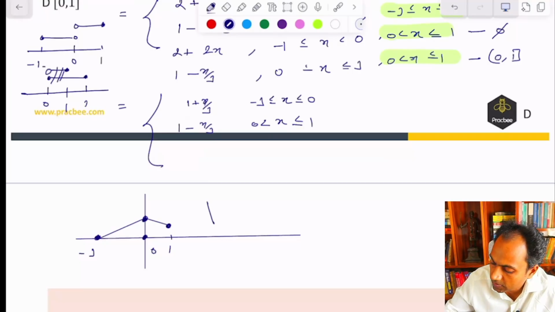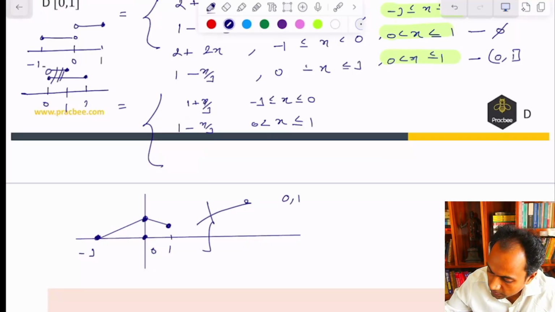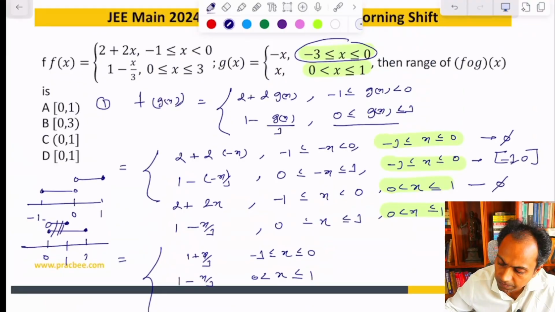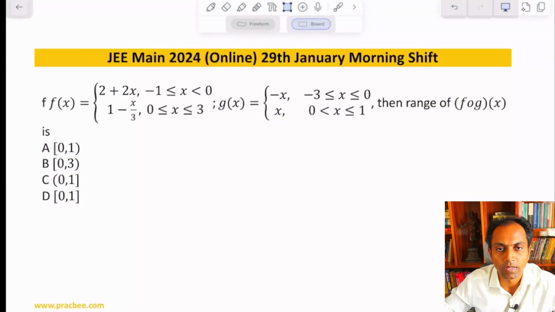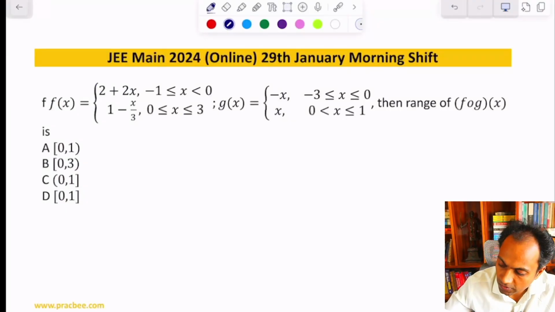You can see from this graph that the range of this function will always lie between 0 and 1. 0 is included, 1 is also included. So this is the range of the function. So you can see D option comes out to be correct. Now there is another shorter method of doing the same question.